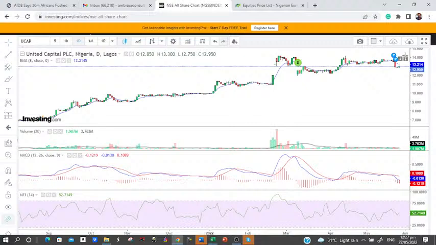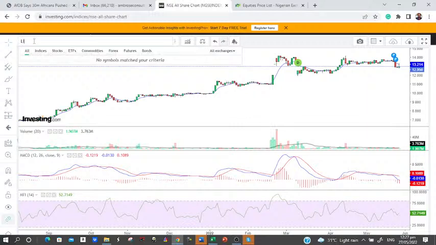This is for UCAP. Quick one, I want to look at what is happening in Livestock. I said it, Livestock has sustained a strong bullish trend yesterday and today. Let's look at what is happening in Livestock as we speak now. Livestock Feeds.